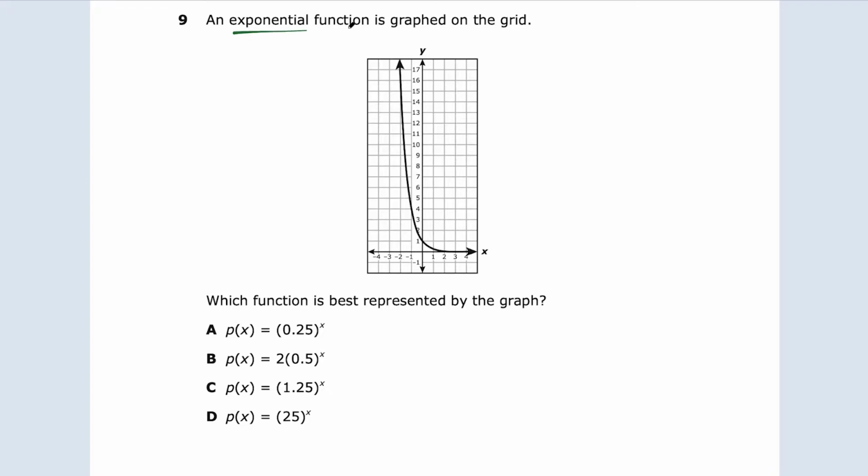Question 9, we have an exponential function graphed on the grid, and we want to know which function is best represented by the graph.